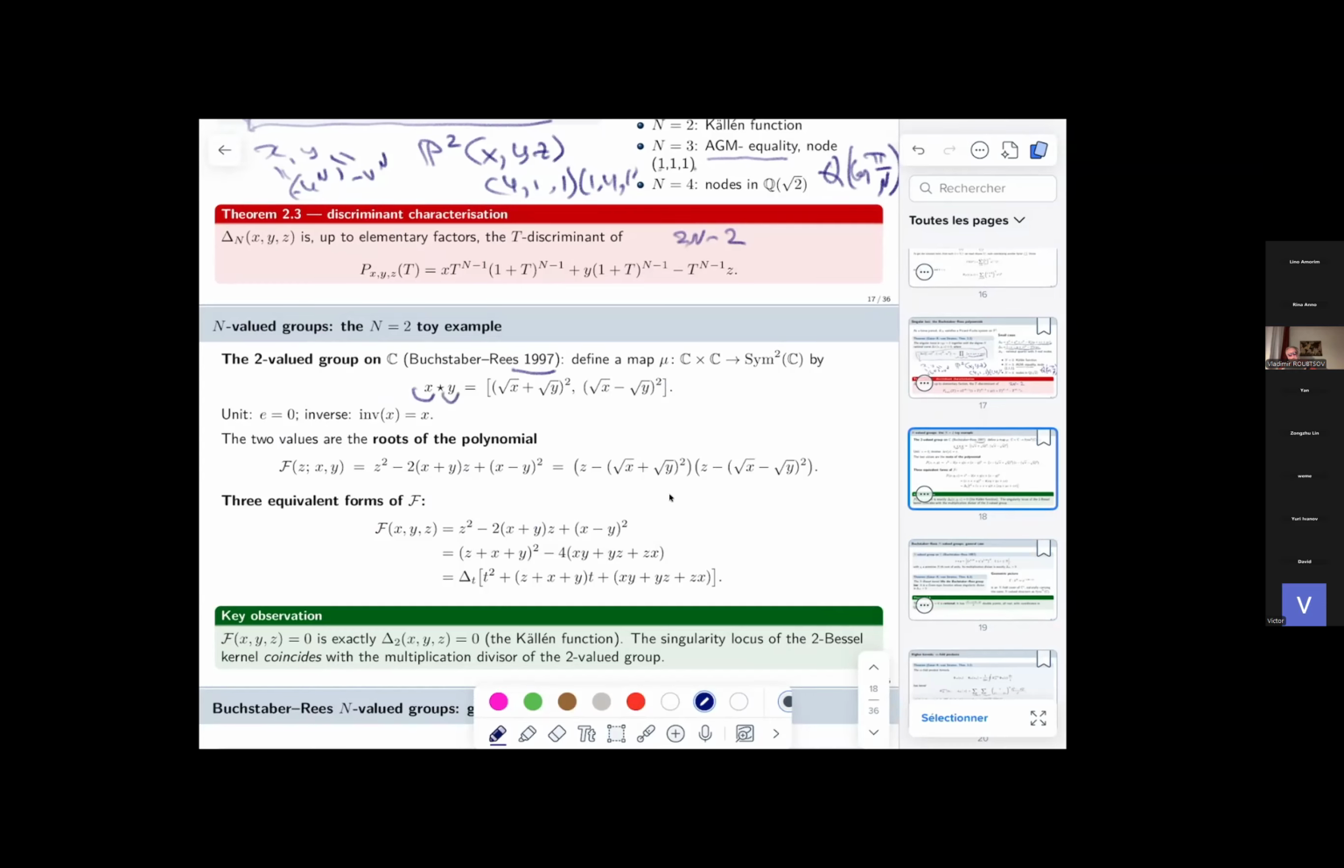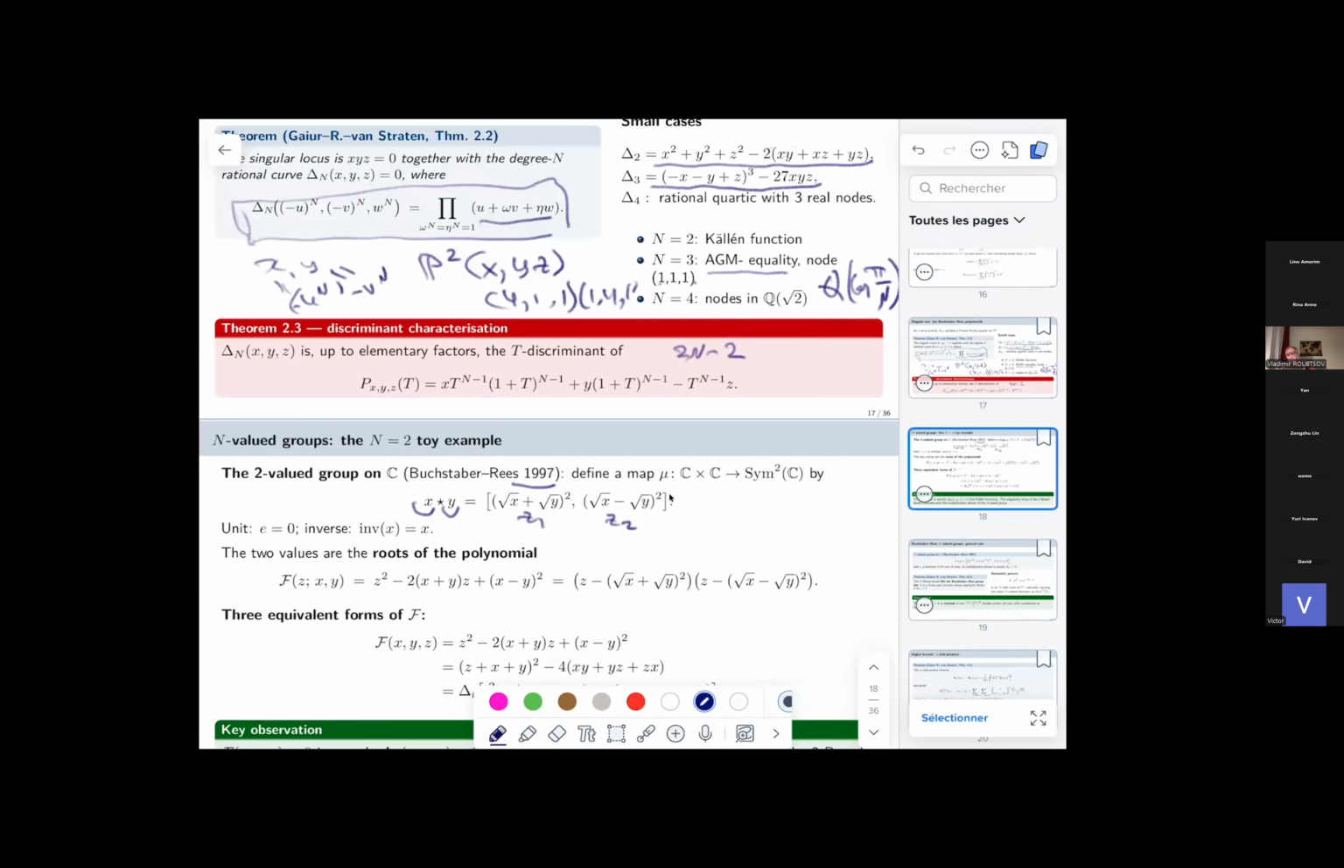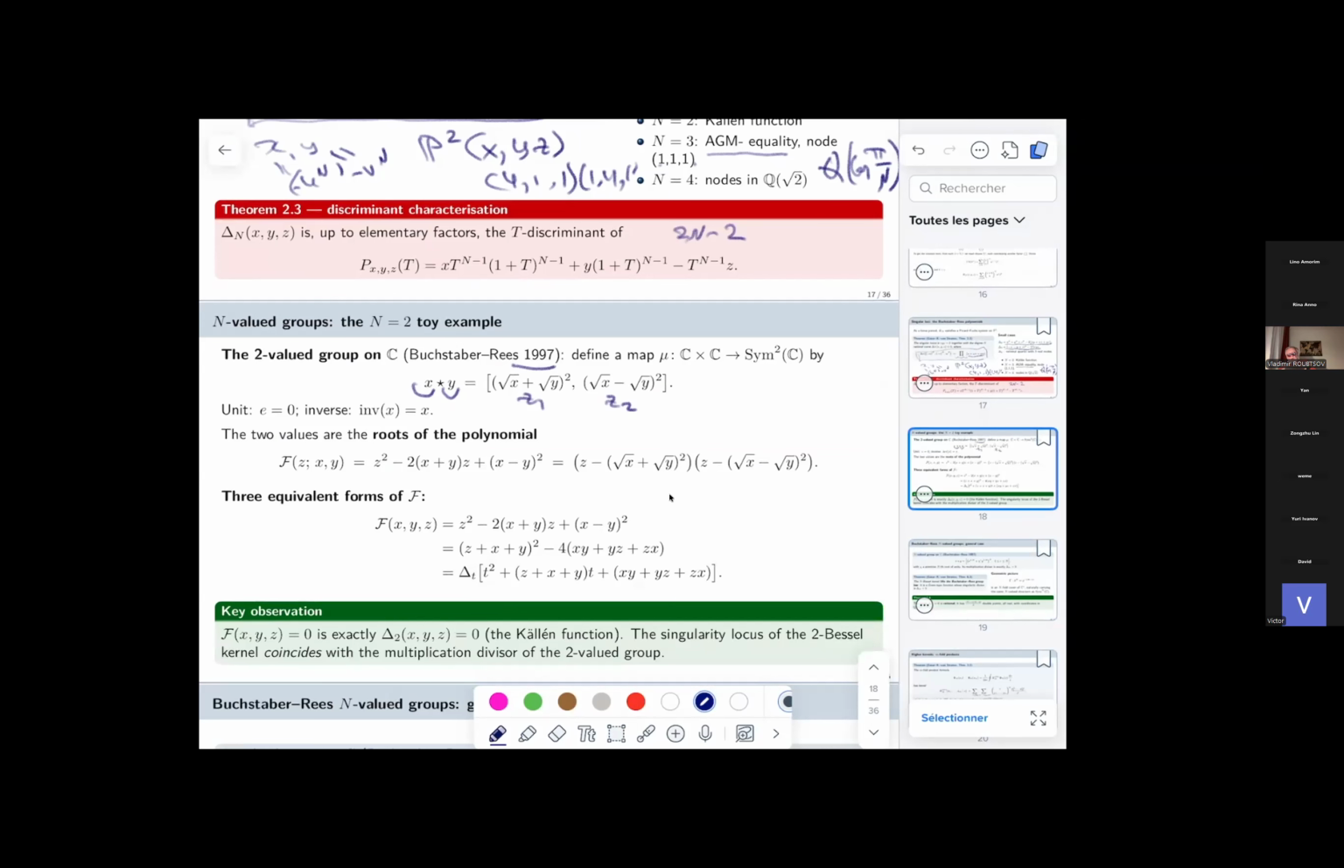Let's consider the two-valued group, where the two-valued multiplication is a law assigning to two elements, x and y, the two-set value, z1 and z2. And you remember the square roots of this quadratic equation in z of this Cherin function: square root of x plus square root of y, squared, and square root of x minus square root of y. This is exactly the definition of this law.